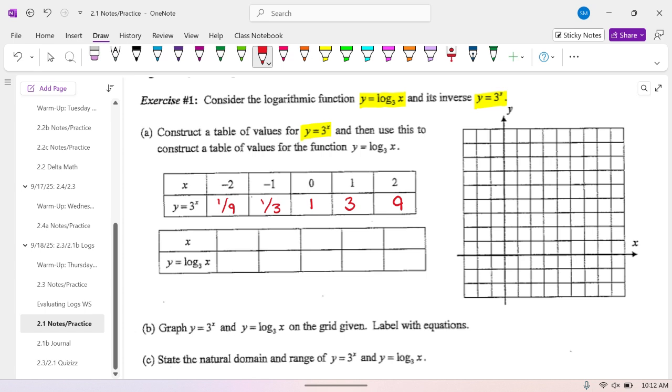So let's go ahead and graph that. So I have -2, 1/9; -1, 1/3; and it's not going to be perfect. 0, 1; 1, 3; and 2, 9. So this is what my graph's going to look like.